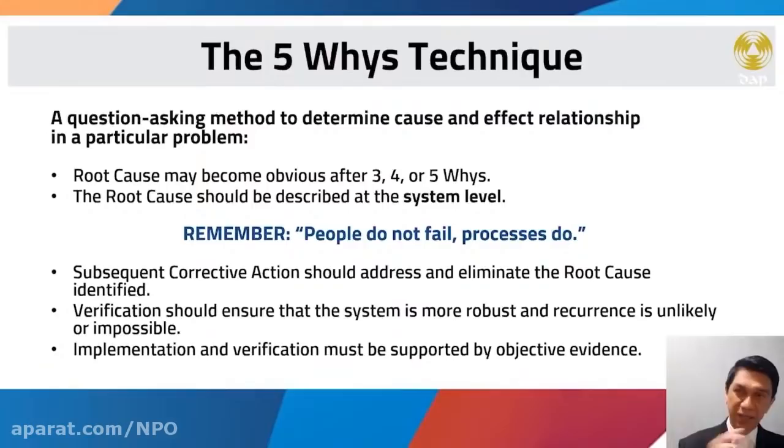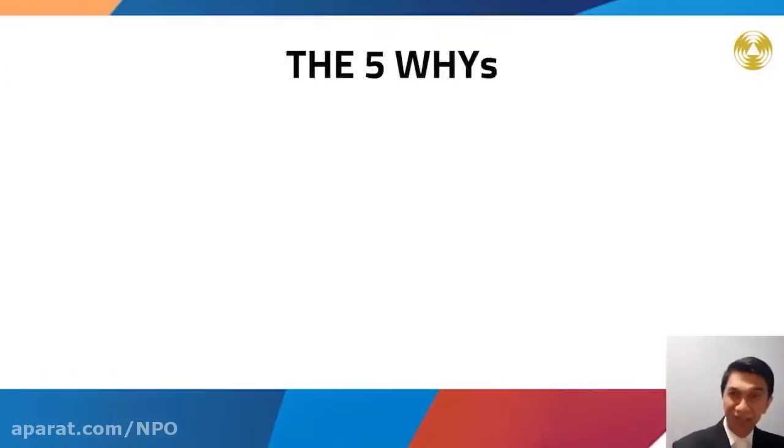Take note that in the previous slide, we said that indicators of a root cause is when you have already agreed through your brainstorming process. The cause that you have identified is logical, it makes sense, and the cause is something that is within the control or within the influence of the process owner where the problem occurred. So here is an example of a 5-Y technique written in a fishbone diagram style.